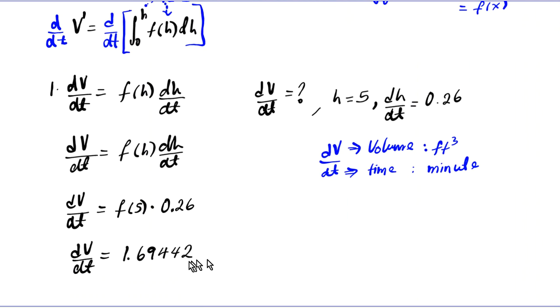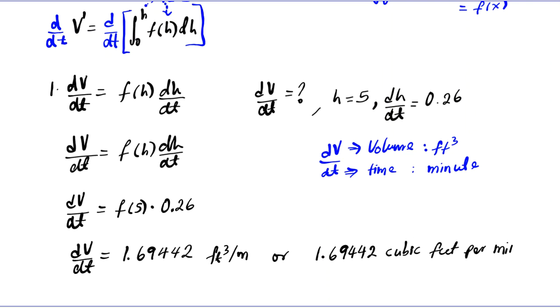So the answer to this problem is 1.69442 feet cube per minute. Or you can say 1.69442 cubic feet per minute. Okay, cubic feet per minute. And that's that.